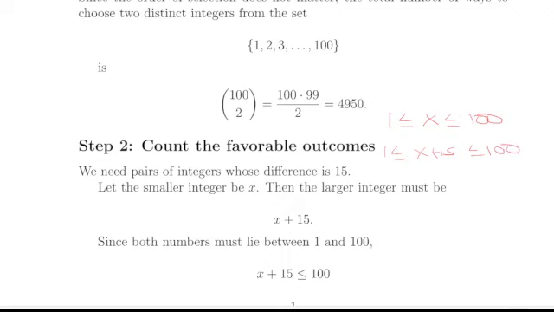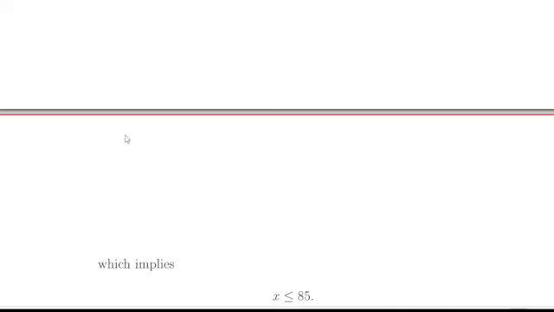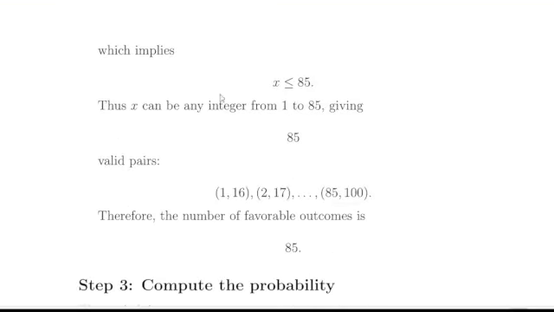Obviously x is fine, but x plus 15 is the issue here, because I need to subtract both sides by 15, and it has to be between negative 14 and 85, but we said that x has to be between 1 and 100, so I will revise this and say that x has to be between 1 and 85. Okay. So that's what we have here.